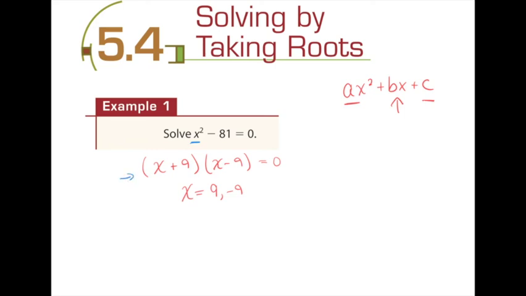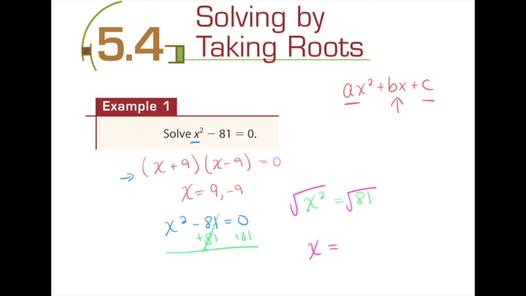So instead of doing the factoring method, you can just get that x squared by itself. You would add your 81 over, and you would have x squared equals 81. When you have something squared, like a variable, equal to a number, you can take the square root of both sides. If I take the square root of this side and the square root of this side, the square root of a square is just the variable. So the square root of x squared is just going to be x.